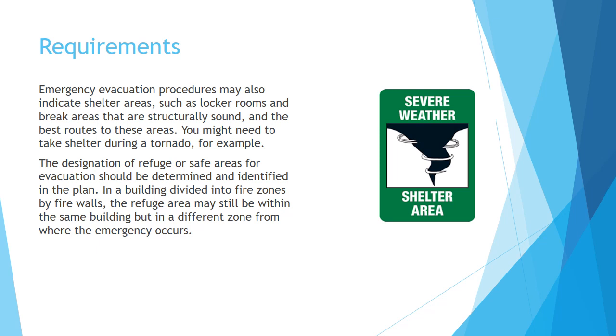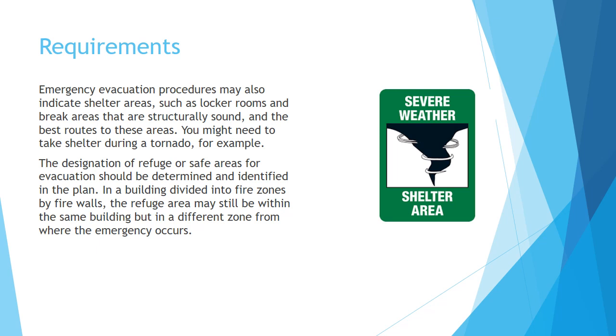Emergency evacuation procedures may also indicate shelter areas such as locker rooms and break areas that are structurally sound and the best routes to these areas. You might need to take shelter during a tornado, for example. The designation of refuge or safe areas for evacuation should be determined and identified in the plan.